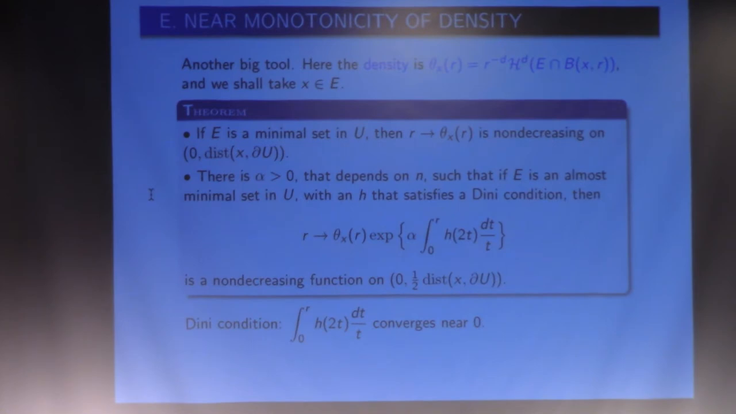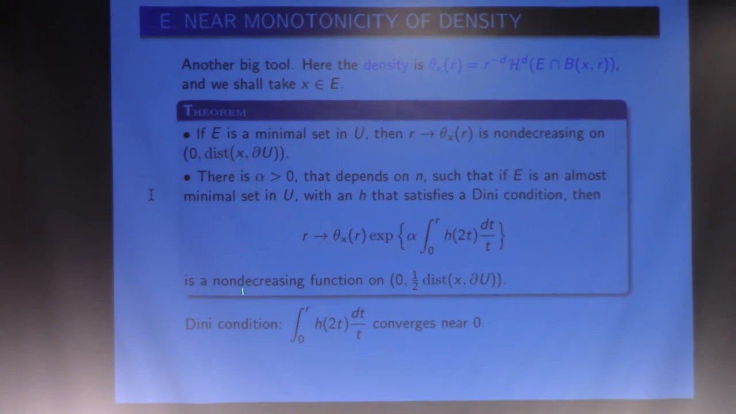So here I decided to give you a statement directly for almost minimal sets. For minimal sets, the statement is density is non-decreasing, okay? So density is this thing that you've seen before, right? Hausdorff measure of a set in a ball, and then you normalize. And then the first statement is what I said. You fix a point, and it's going to be enough for me to fix a point in the set, and then this way things are easier. This is a function of R, and it's non-decreasing in this case.